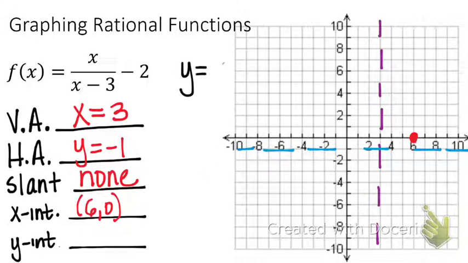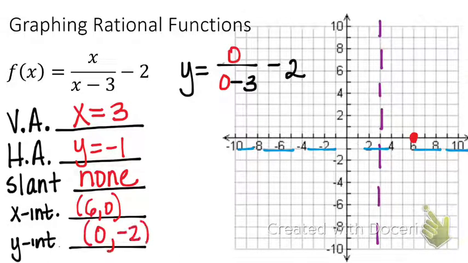So y equals 0 divided by 0 minus 3, and then you have a minus 2. So that will give you just a -2, because anything 0 divided by anything is 0, right? So this fraction is just 0, and then you have 0 minus 2. So your y-intercept is at -2. Go ahead and plot that point.